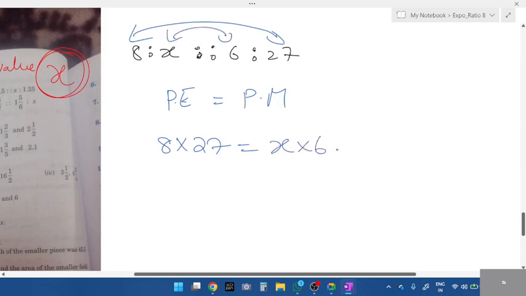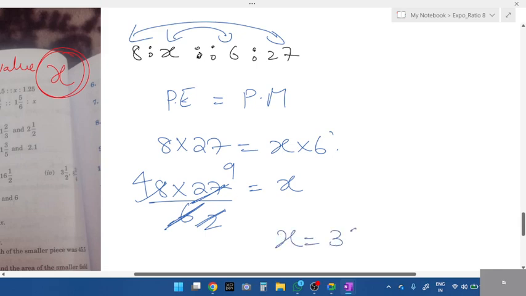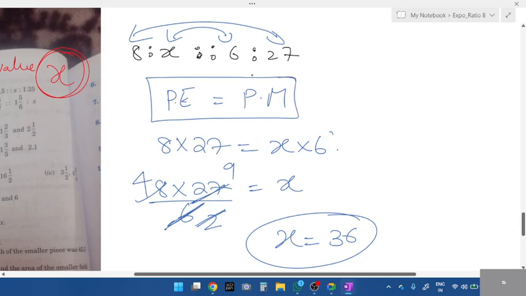x into 6. If I want to find x, what happens to 6? 6 is multiplied. Very good. Keep x on the right hand side. Don't get confused. Keep x on the right hand side. x is 8 into 27 divided by 6. 3 2s are 6. 3 9s are 27. 2 1s are 2, 4s are. What is the value of x? 9 4s are 36. This is how you solve. Product of means is equal to product of extremes. We use this concept when any one value is missing.